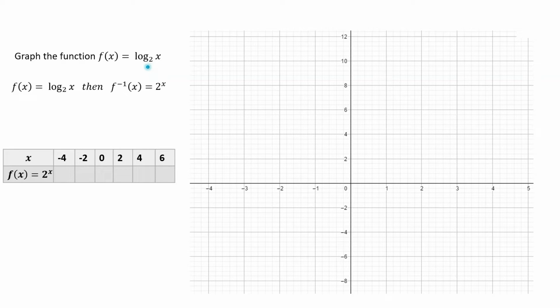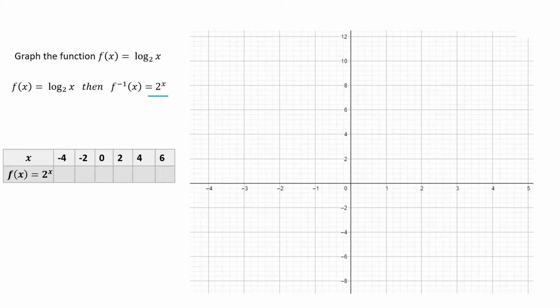Now we actually don't need to work out my x values and my y values for log of x base 2, because we know if f of x equals log x base 2, then the inverse is equal to 2 to the power of x. So I'm only concerned for the moment with this function. This is going to then help us to get my values for log x of base 2. So I have my domain. X equals -4, -2, 0, 2, 4, and 6.